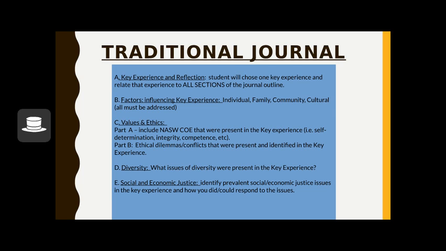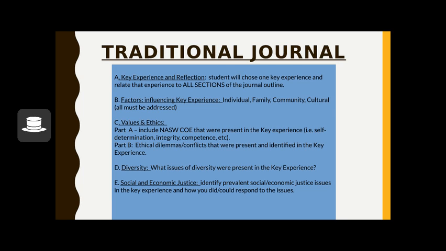Then looking at values and ethics, part A is looking at the code of ethics and what were present in the key experience and how. Did we see self-determination, integrity, competence, service, etc.? And part B then is looking at any ethical dilemma or conflict that was present in the key experience. And talking a little bit about that and how that was resolved or not resolved.